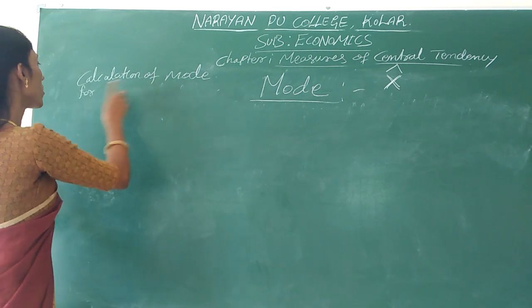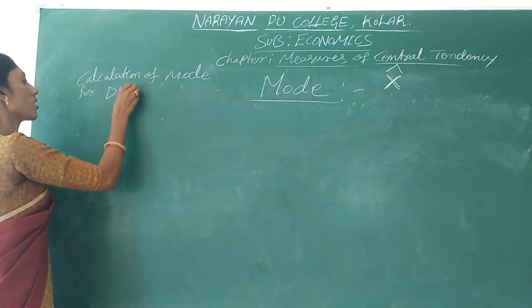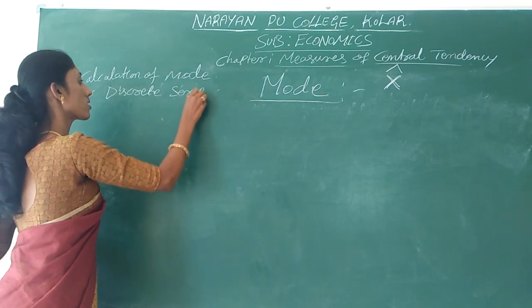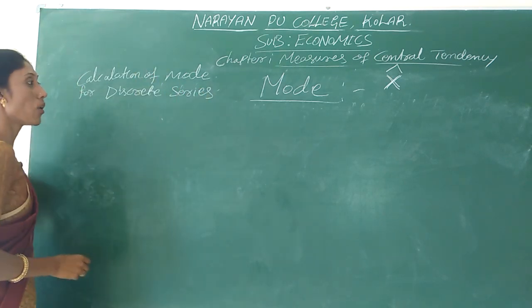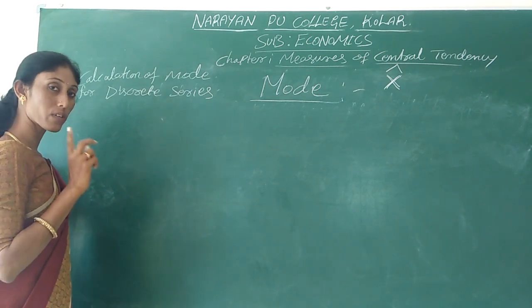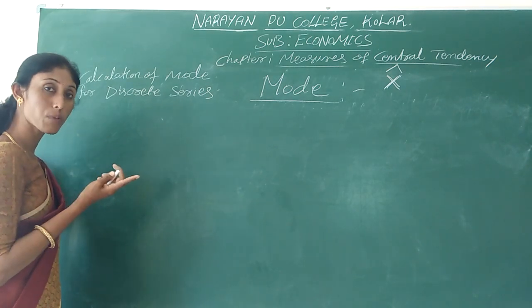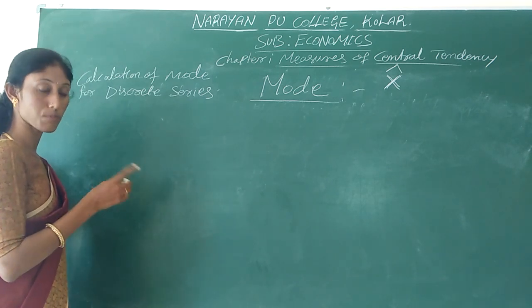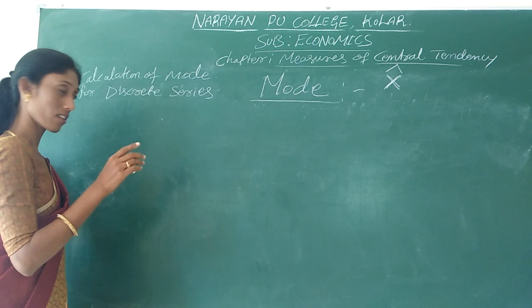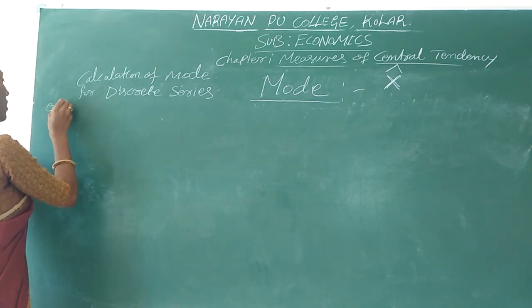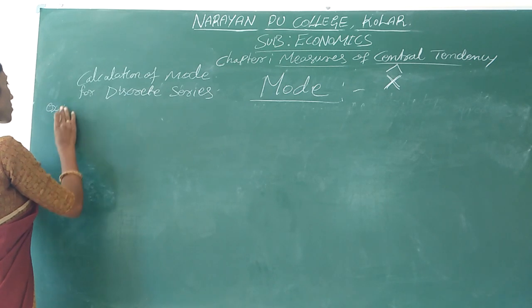Calculation of mode for the discrete series. Okay. In discrete series, we will have two columns. One is observation and the other one is frequencies. Here we need not make a tally marking. They will be given frequencies by making tallies, right? Then take down the example question. Question number 1.